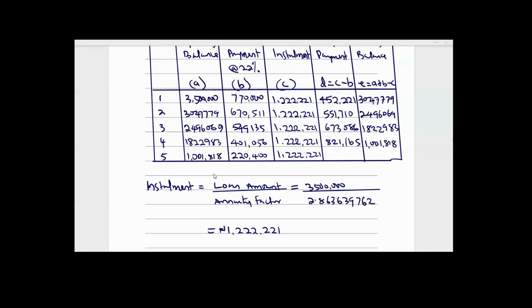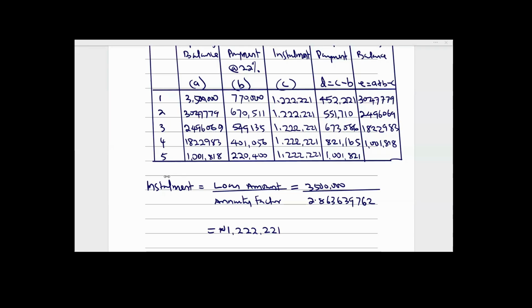So the principal repayment would be 1,222,221 minus 220,400. That will give us 1,001,821. Let me confirm. Yes, 821. So to now get the closing balance at the end of year 5, I can say the opening balance of 1,001,818 naira, then minus 1,001,821 naira. So there's a difference of 3 naira.